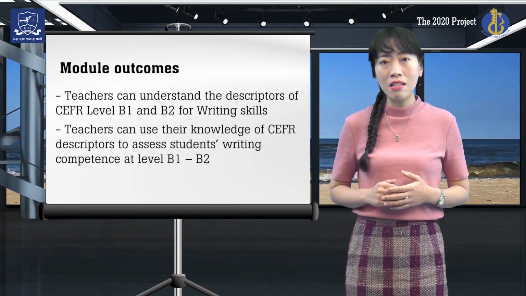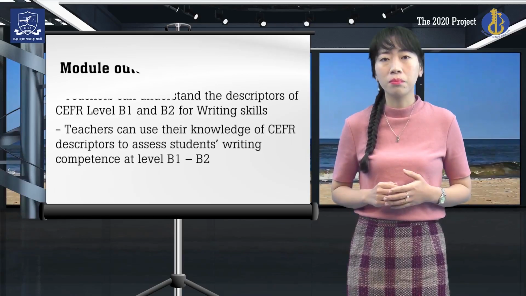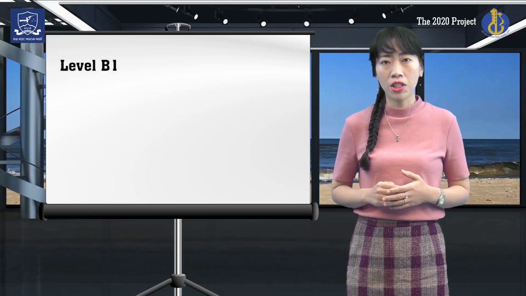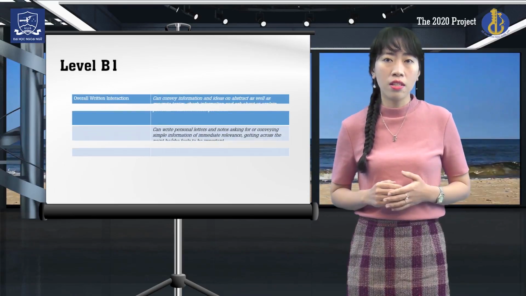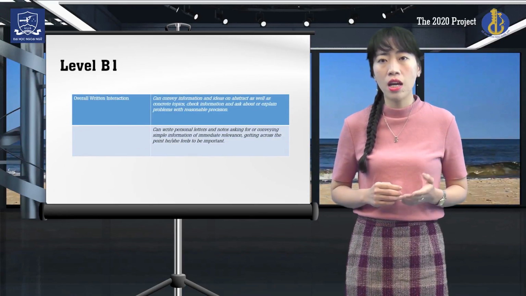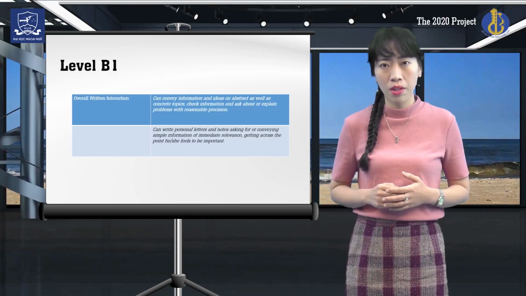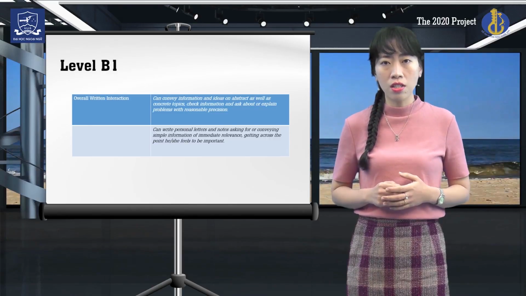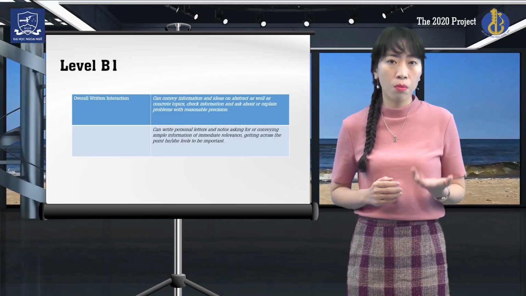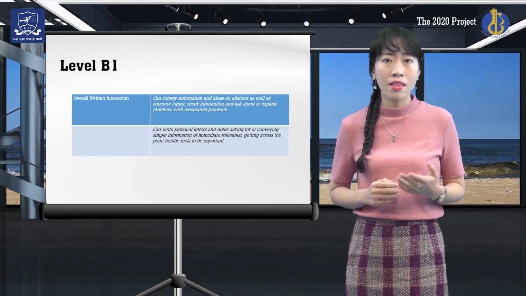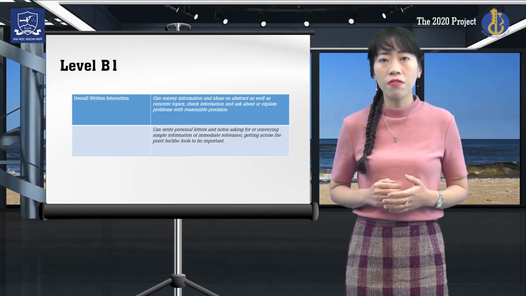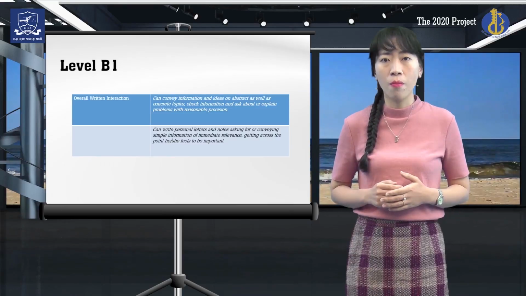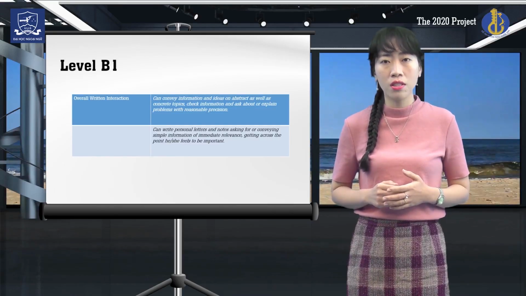Let's start with the easier level first, B1. With written interaction, we have 6 descriptor statements in total. You can see there are descriptors for higher B1 and lower B1 in each category. Generally, learners at level B1 can express both information and ideas, that is, their opinions, not just factual personal details anymore. And in scope, they can write about both abstract and concrete topics.